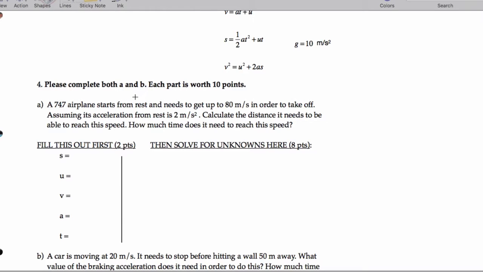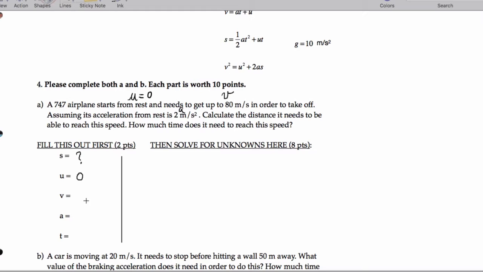So let's be clear. It starts from rest. That tells us u equals 0. And v ends up being 80 meters per second. We have an acceleration. So let's go ahead and fill out the SUVAT variables and then use SUVAT to solve the question. So we don't know how far it's going to go.